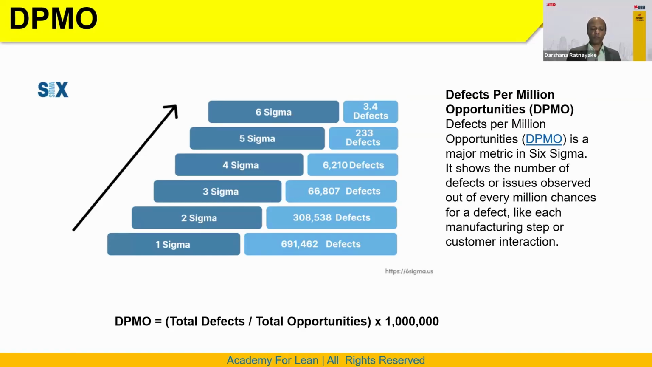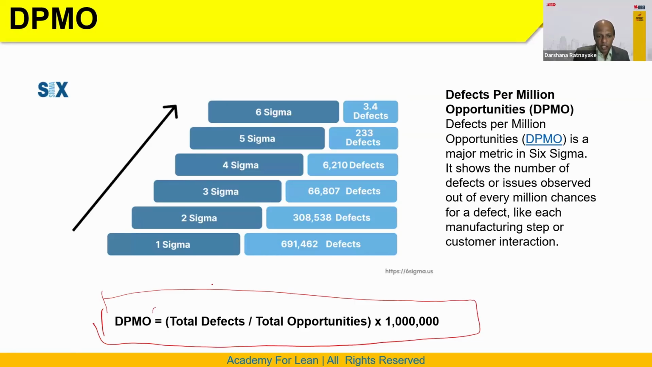If anyone wants to find the Sigma level in your organization, this is the formula. You take the total number of defects, divide by total opportunities, and multiply by 1 million. Then you will come across some number. Then check what is the relevant Sigma level for that number. Let's say you are somewhere here, you are at a 3 Sigma level. Now, if your organization has only 3.4 defects per million opportunities, you are at a 6 Sigma level. That is what it is called.